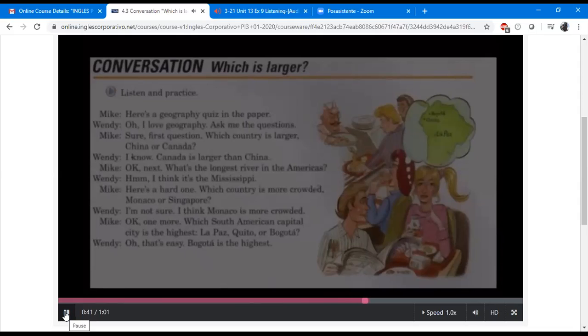Here's a hard one. Which country is more crowded, Monaco or Singapore? I'm not sure. I think Monaco is more crowded. Okay, one more. Which South American capital city is the highest? La Paz, Quito, or Bogota? Oh, that's easy. Bogota is the highest.